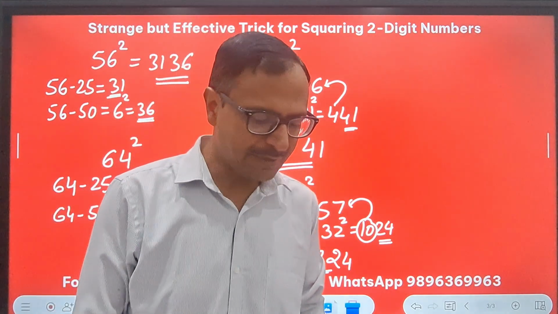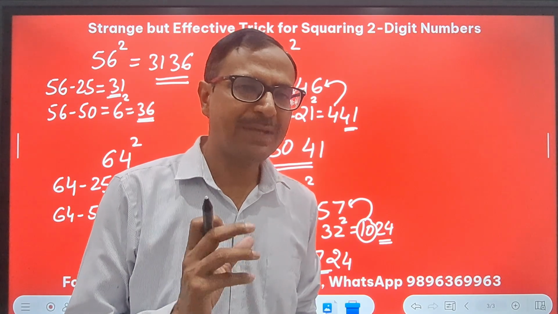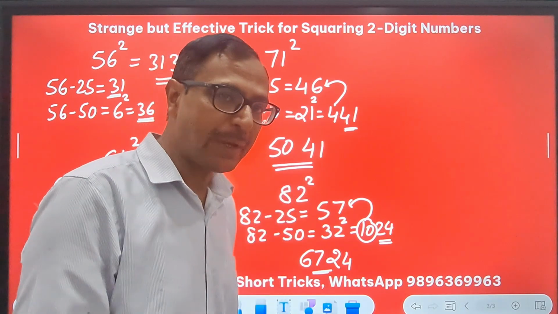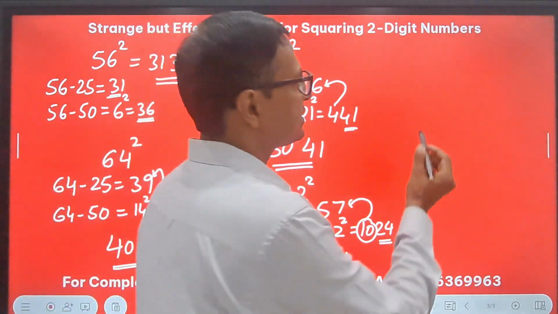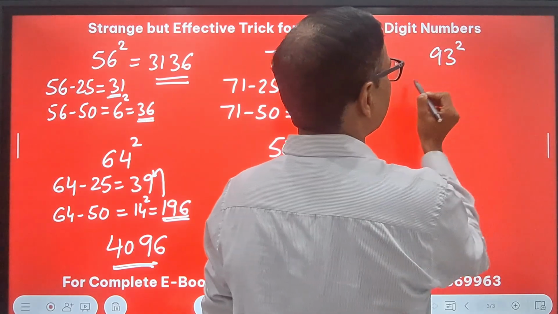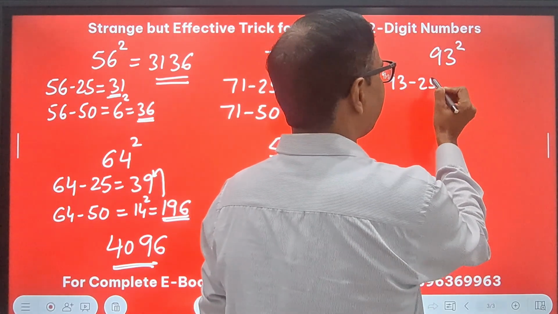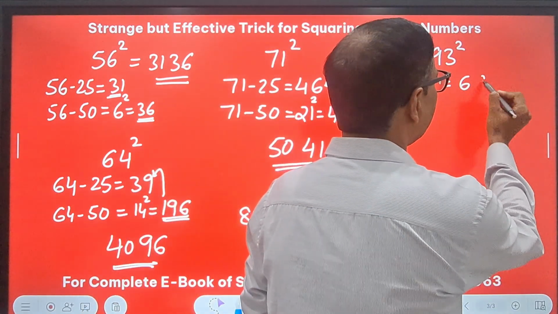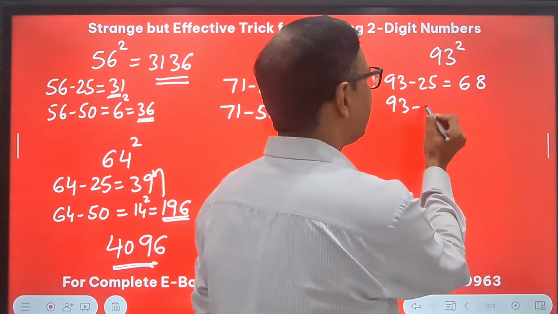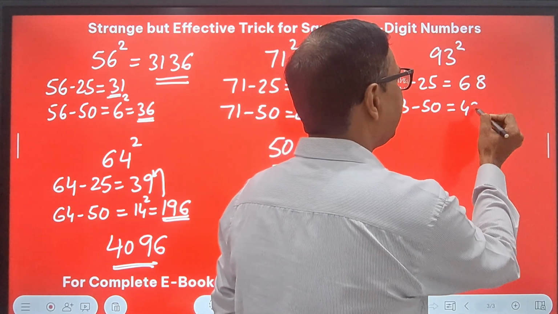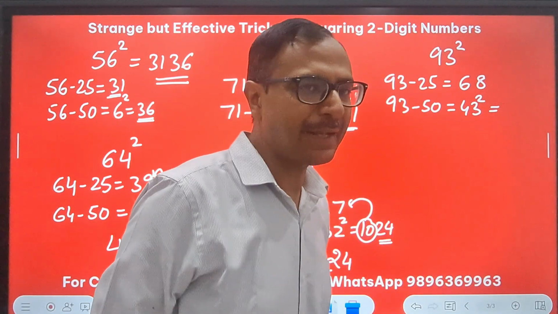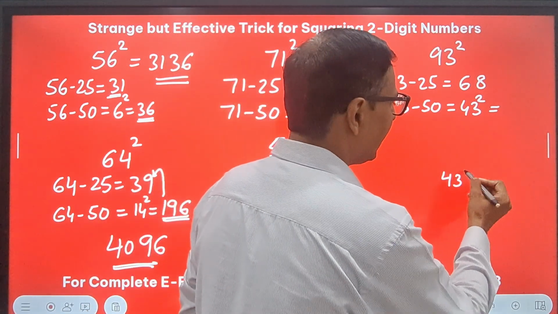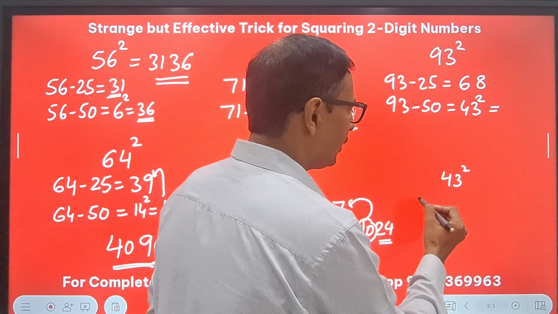Now let me take a question where the problem is of finding the square here, not here. So I will use the same squaring trick twice. Let's say 93 square. So if I do 93 minus 25, this will give me one of the numbers, and that is, I think, 68 if I am not wrong. And then 93 minus 50 is 43, and I need 43 square now, because without that I can't find the answer. So for doing 43 square, I'll do the same thing again.